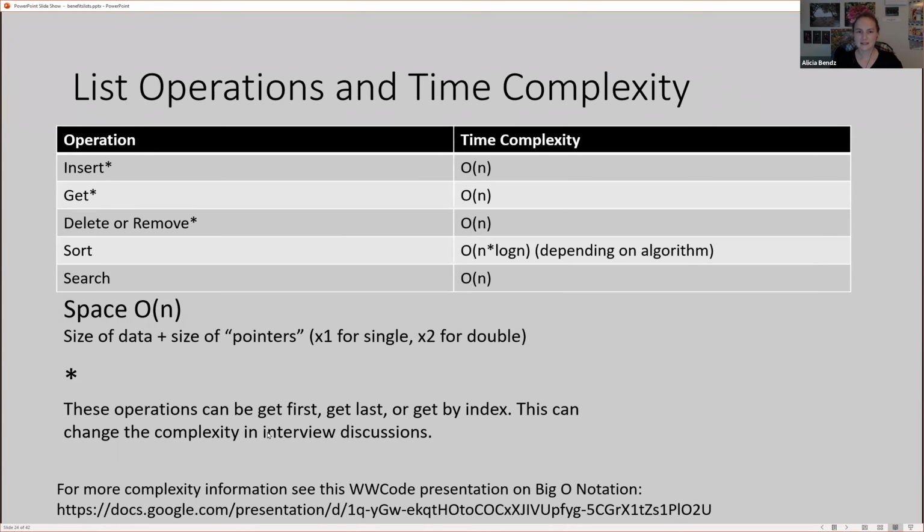Looking at lists, same operations, space is a little more interesting. So we have insert, which is O of n, get, which is O of n, delete, which is O of n. And that seems pretty bad. Everything takes n time. Why would you use a list? This is where the asterisk comes in.